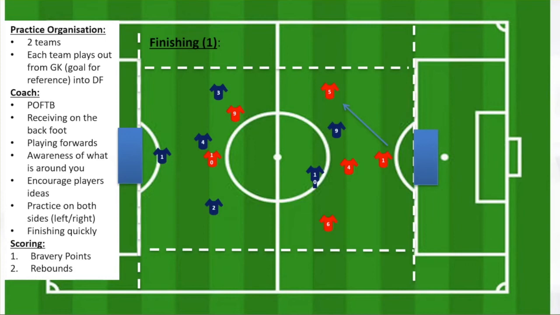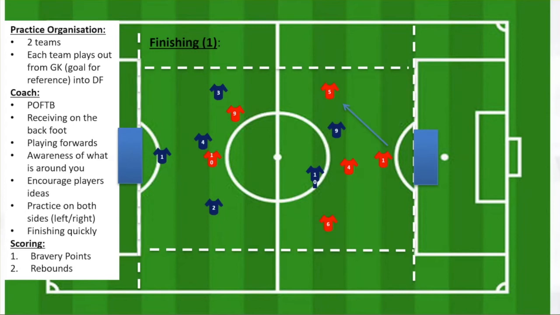The players in each half are locked in their halves, so they're not allowed to move out. We've got the dotted lines down the side where we've then got some channels on the outside. Practice starts just inside the dotted lines to start with, and the channels become a progression later on in the practice. So each team plays out from the goalkeeper.